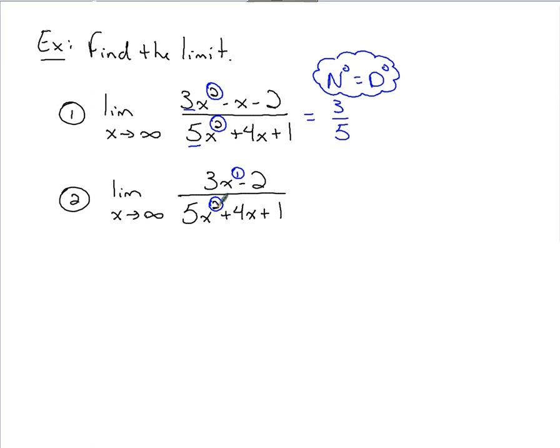We have a situation here where the degree in the numerator is less than the degree in the denominator. Based on what we know about our little shortcuts here for finding horizontal asymptotes, anytime the degree in the numerator is less than the degree in the denominator, our horizontal asymptote is 0. Therefore, as we evaluate this limit, our answer is simply 0.